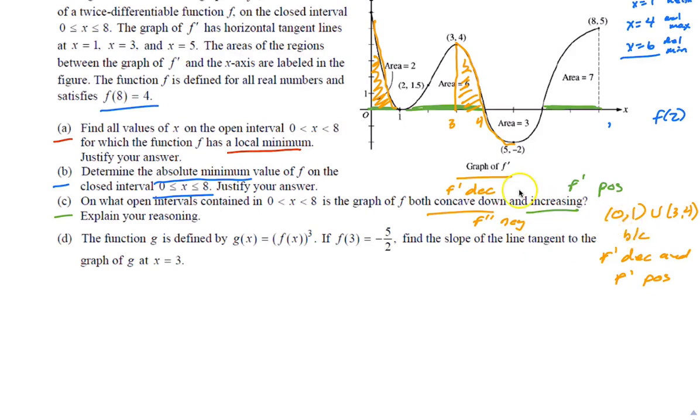Like, this mistake people make is that they do these separately. They go, oh, concave down is here and here, increasing to here, done. No, they want the intersection. Where is it both this and this?